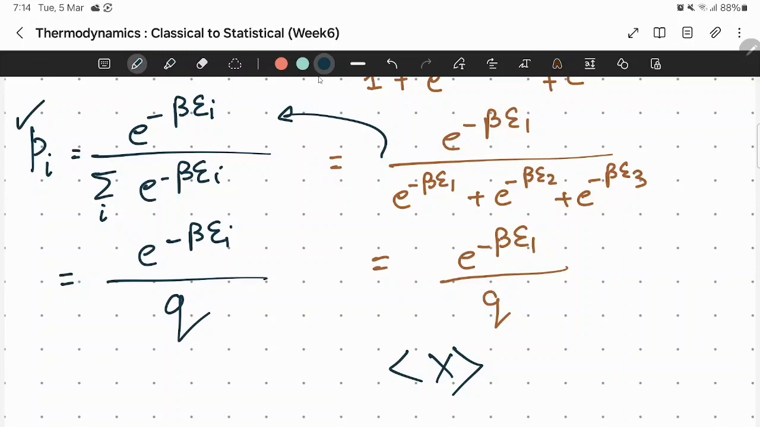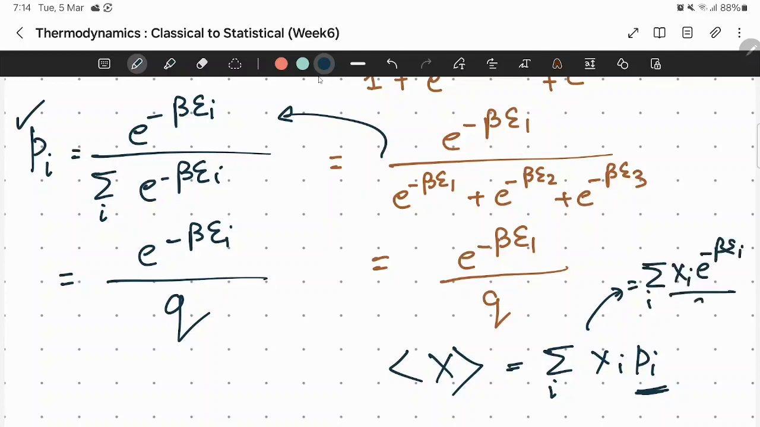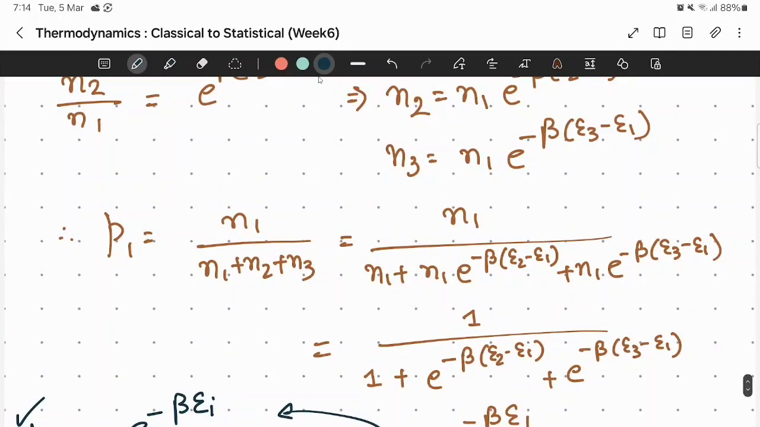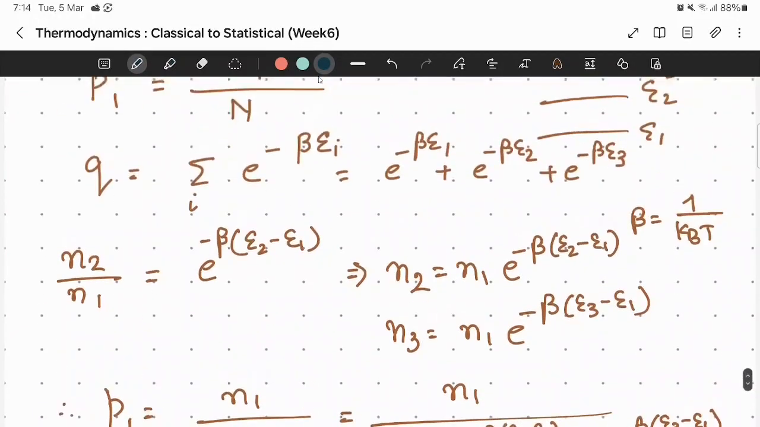If you want to find the average value of any property X, you can write it as the sum over i of xi e to the power minus beta epsilon i divided by Q. So you see, if you know Q, then you can find any average value. This is the significance of the partition function. It is like a box. If you want to know anything, you just use that partition function. Using it, you can evaluate any property of that system, any quantity.